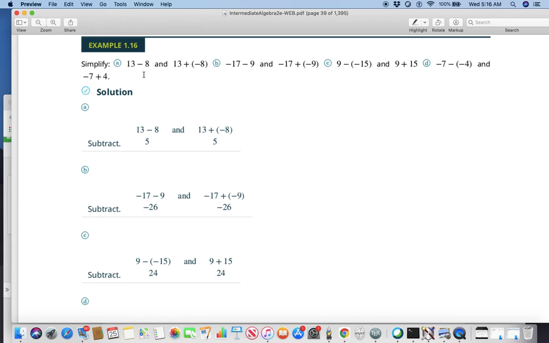Okay. 13 minus 8 is 5. 13 plus negative 8. Well, that's adding a negative. So it's as good as taking away. So 13 minus 8. Likewise, negative 17 minus 9. Well, you are starting with a negative and you're taking away more. So you're going to be more negative. Subtracting 9 is same as adding negative 9. Positive followed by a negative is negative. So the result is same.